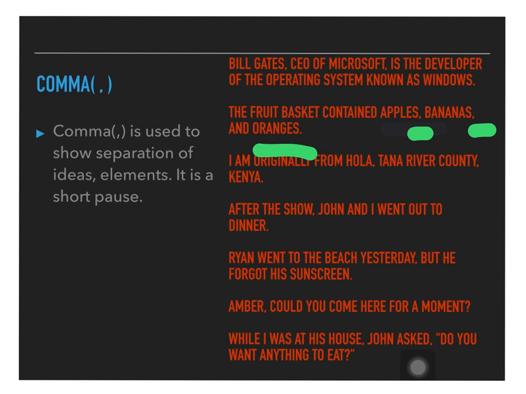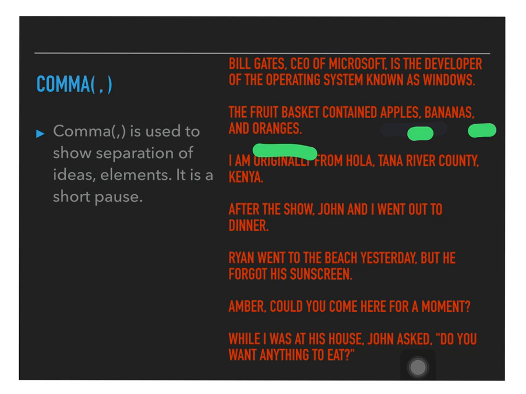Another example: Ryan went to the beach yesterday, but he forgot his sunscreen. Now, why am I using a comma before but and after yesterday? Because it is also used to separate two independent clauses. Now, what is a clause? A clause is a group of words which has both the subject, that means the doer of the action, and the verb, a word which denotes the action or state of being.